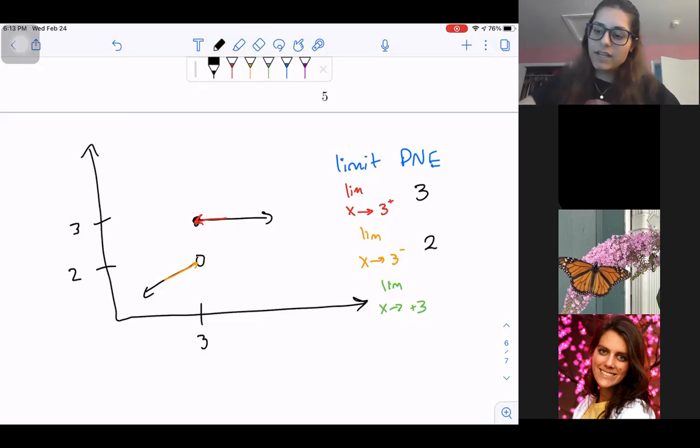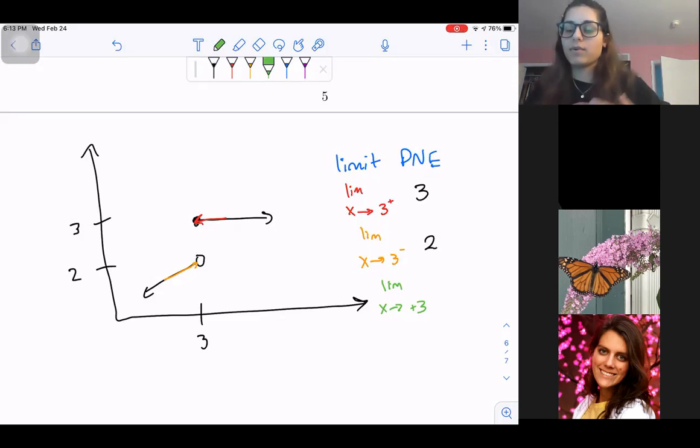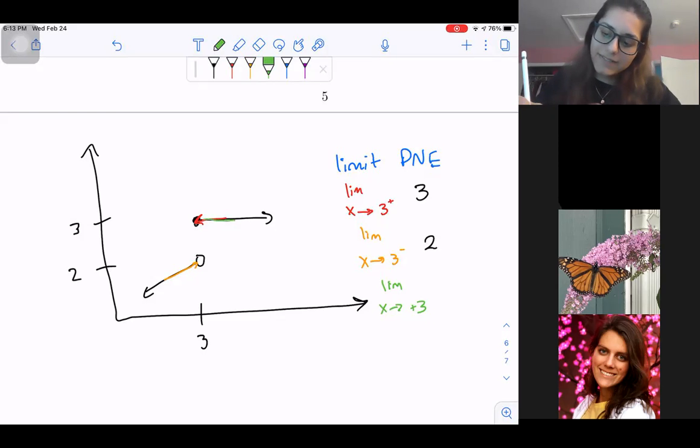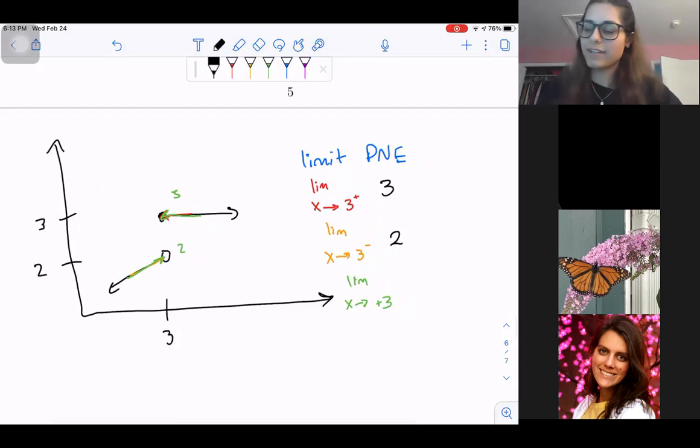But for the green one, as x just approaches 3 straight on, we have to look at it from both sides. From both the right side and the left side, our limits don't match, right? We have 3 here and we have 2 here. So as x approaches 3, just plain old 3, the limit does not exist.